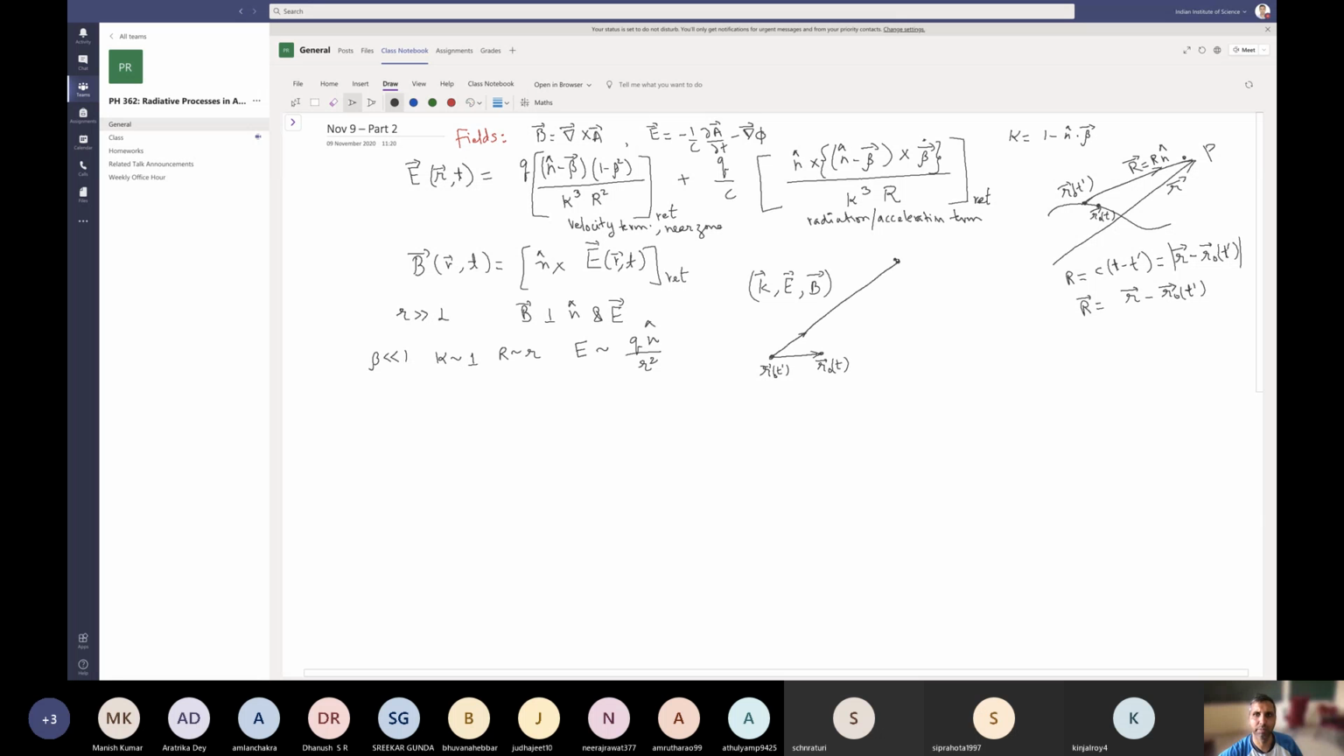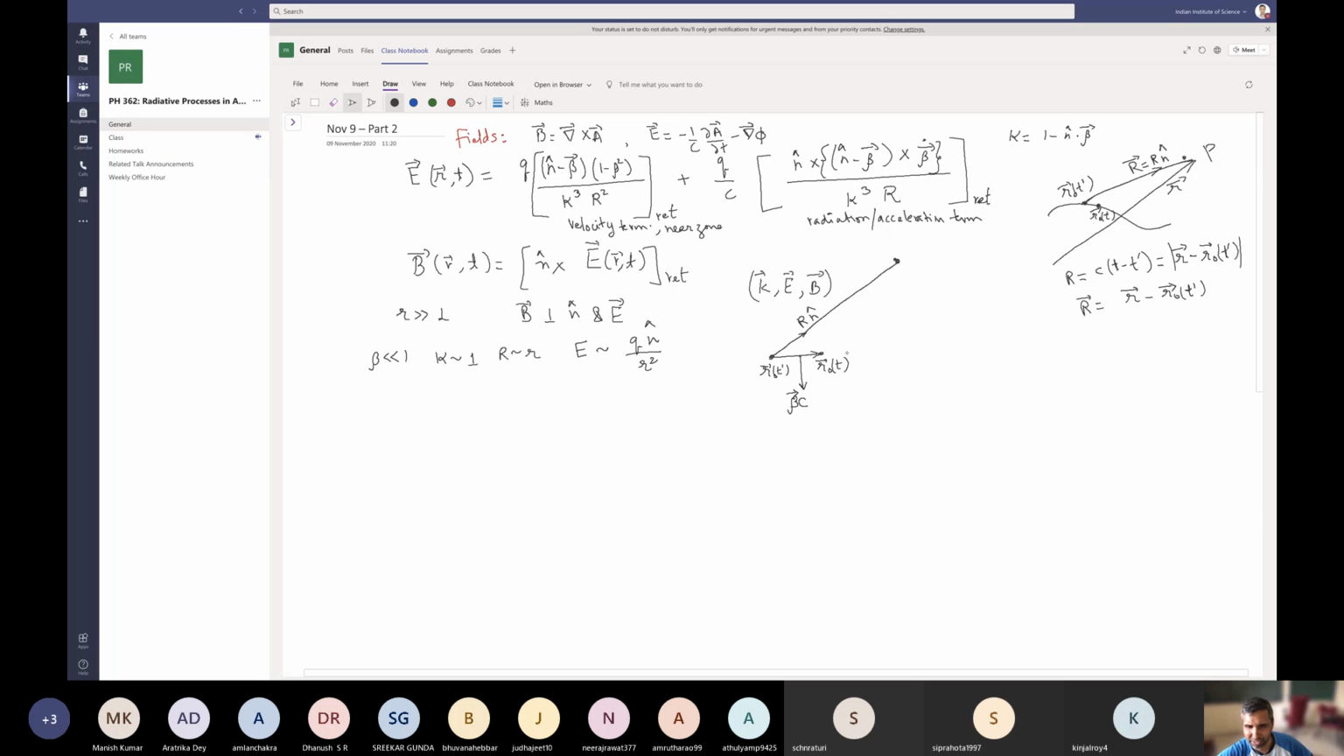Okay, so this is your point P where you're measuring. So this is r n hat. Okay, and what is this distance? This distance is just c. This distance is nothing but v, right? So beta c.